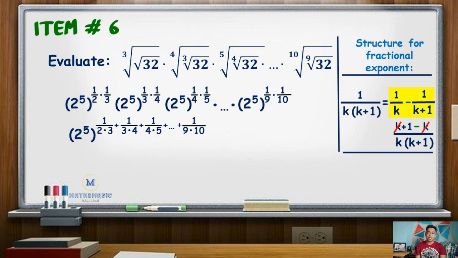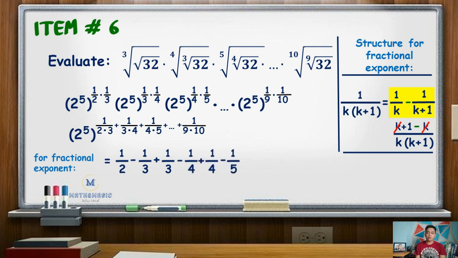Applying this formula to the exponents, we'll have 1/2 minus 1/3 plus 1/3 minus 1/4 plus 1/4 minus 1/5 plus, and so on and so forth, plus 1/9 minus 1/10. Notice that there are items that we could cancel out, like 1/3, 1/4, 1/5, and so on and so forth. What remains now in this set of rational numbers are 1/2 minus 1/10.